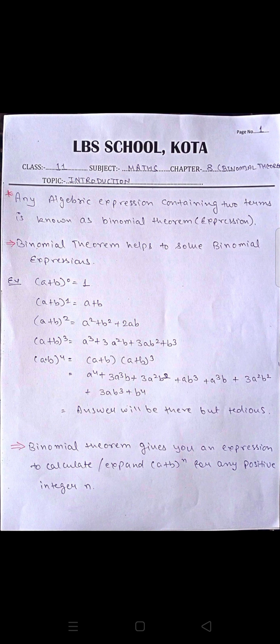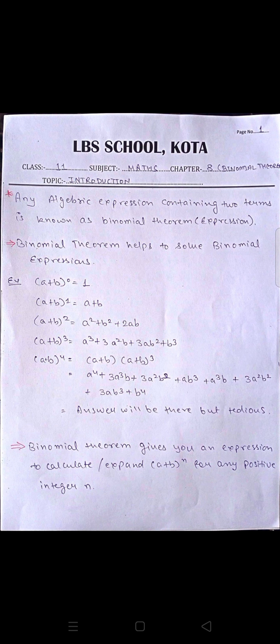And if someone asks what is the formula of a plus b to the power 4, then we will split it as a plus b into a plus b whole cube. Again, splitting the formula, we will get the result as a to the power 4 plus 3a cube b plus 3a square b square plus ab cube plus a cube b plus 3a square b square plus 3ab cube plus b to the power 4. We will get the answer, but it is somewhat tedious in nature.